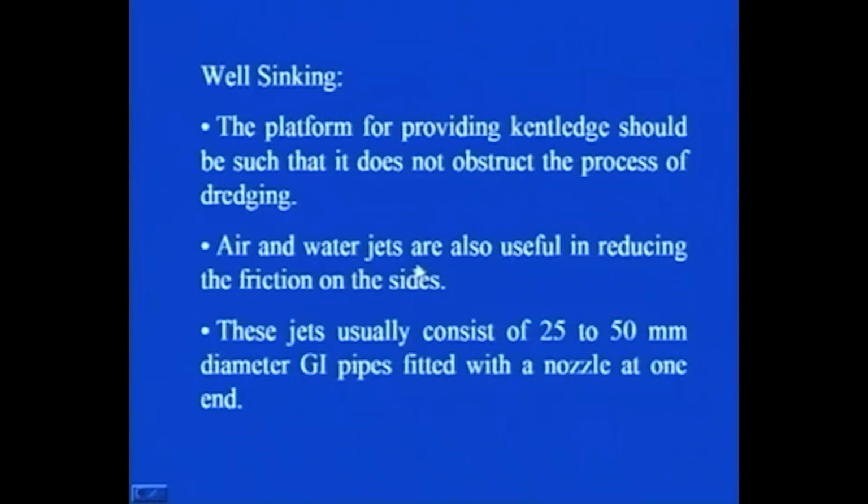Air and water jets are also useful in reducing the friction on the sides. These jets usually consist of 25 to 50 millimeter diameter GI pipes fitted with a nozzle at one end. So air and water jets are useful if you have to reduce the friction at the sides, and usually GI pipes of 25 to 50 millimeter diameter are used for this particular purpose.